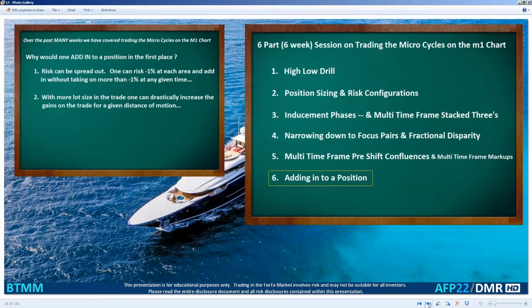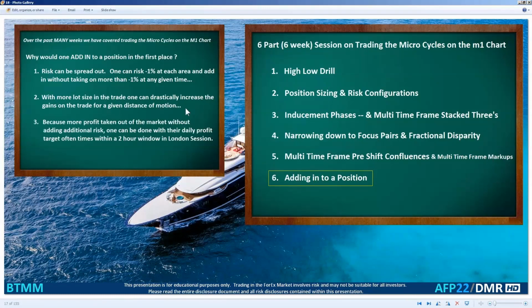With more lot size in the trade, one can drastically increase the gains on the trade for a given distance of motion. That's important if you want to get out of there to go back to sleep if you're getting up in the middle of the night to trade London and you are in the domestic United States.